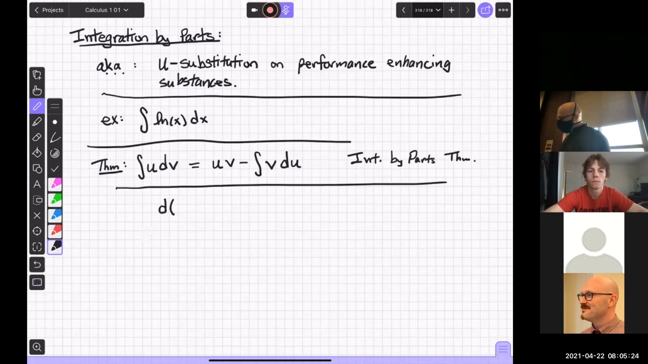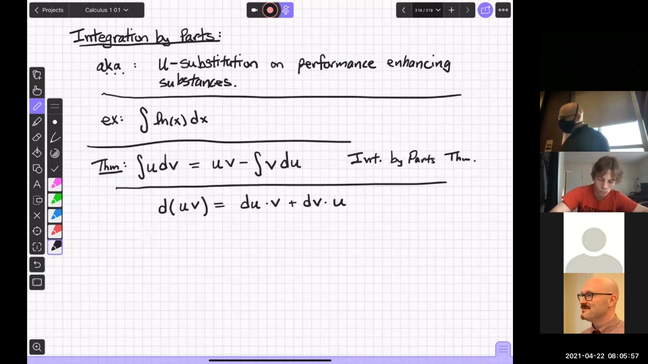Suppose that we wanted to take the derivative of U times V. I think we would know how to take the derivative of that. That would just be the product rule. So it would be the derivative of U times V plus the derivative of V times U. Sounds about right.